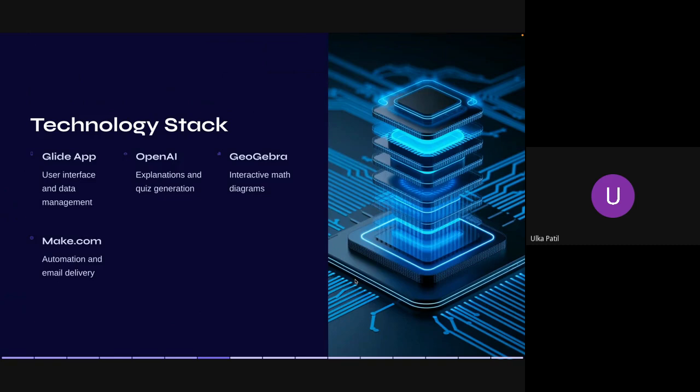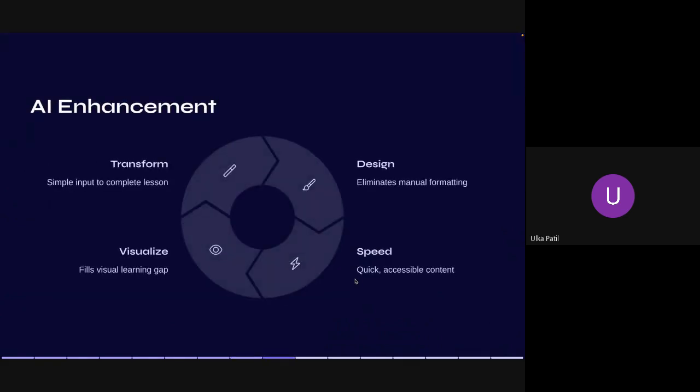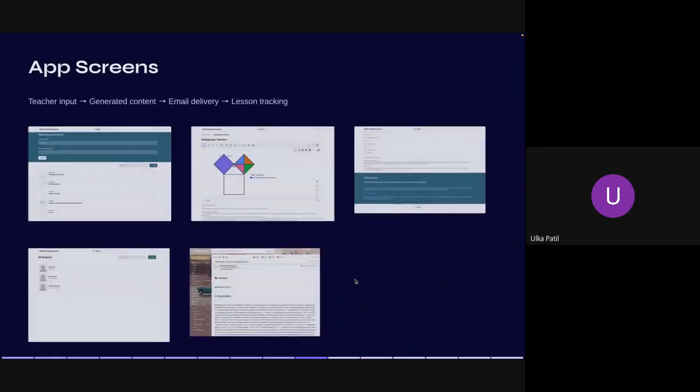The important tech stack that I used was Glide app for UI and data management, OpenAI for explanation and quiz generation, GeoGebra for math diagrams, and mail.com for automation and email delivery. I used NLP, diagram prompt engineering, and AI-generated emails. With this solution, AI supported eliminating manual formatting, speeding up the process, visualizing the learning through the diagrams, and transforming simple input into a complete lesson.